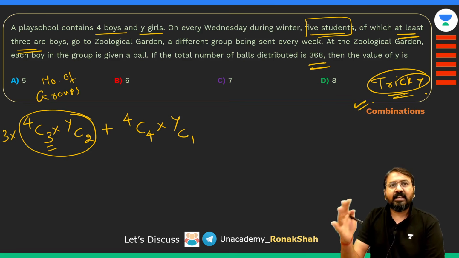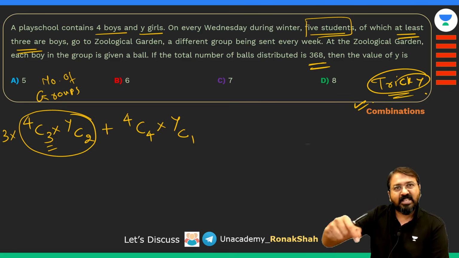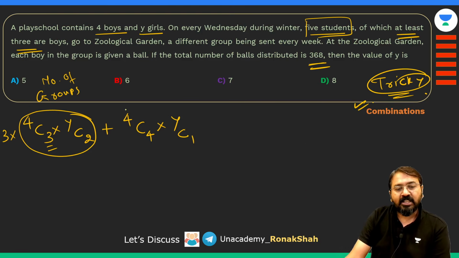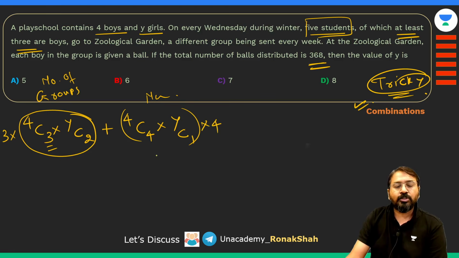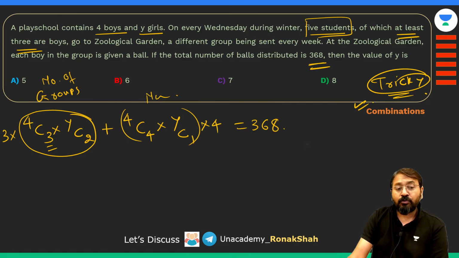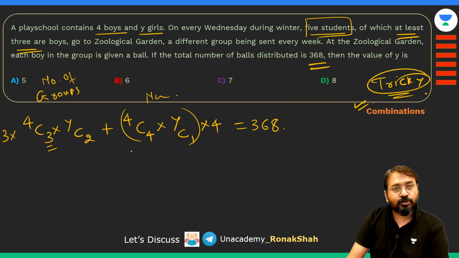And you can think of it this way: every time the same boy may be getting the ball, so this is fairly possible. Similarly, there are 4 boys over here, and these are the number of groups. So in each group, 4 boys will get 4 balls. So the total number of balls given will be multiplied by 4, and this value is given as 368. Now we need to solve this one, and solving this is also not that easy. So let's see how to solve this question.